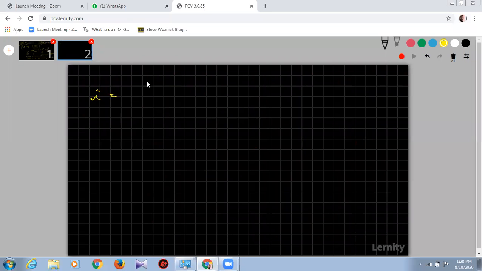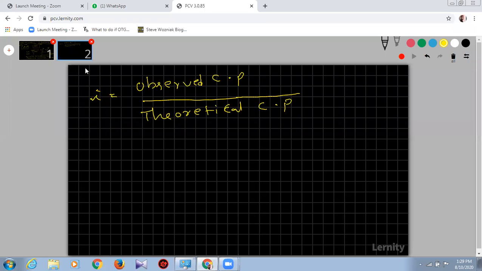That's why, to correct this, they have introduced the Van Hoff factor. The Van Hoff factor i is equal to the observed colligative property divided by the theoretical colligative property. This is the Van Hoff factor. I'll give a clear explanation regarding this.